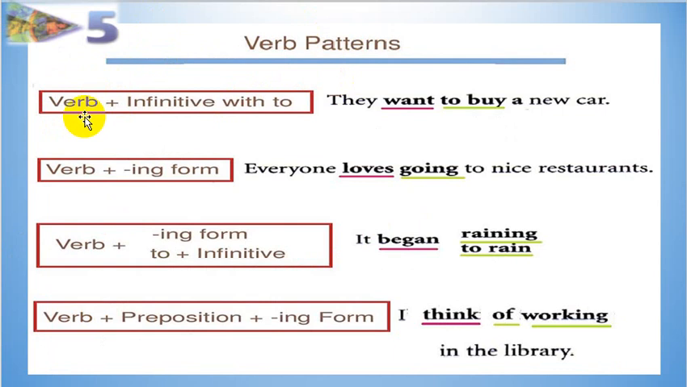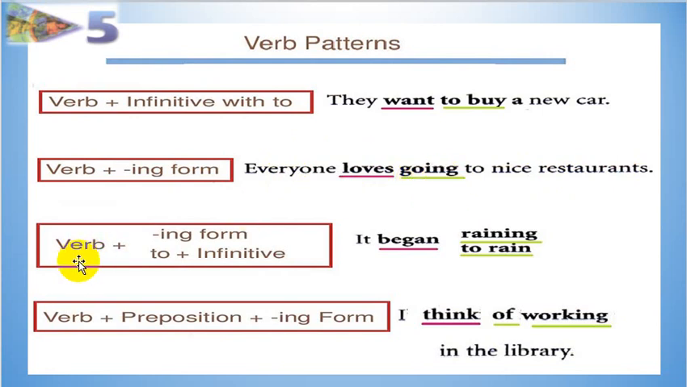First, the verb plus infinitive with to. They want to buy a new car. The first verb and the infinitive verb with to, want to buy. The other form is verb plus ing. Everyone loves going to nice restaurants. Loves is the verb because the subject is everyone, here we add s. Here, the verb with ing form.